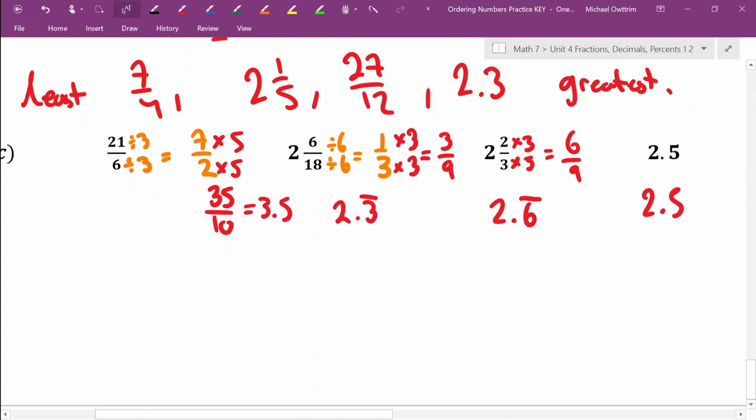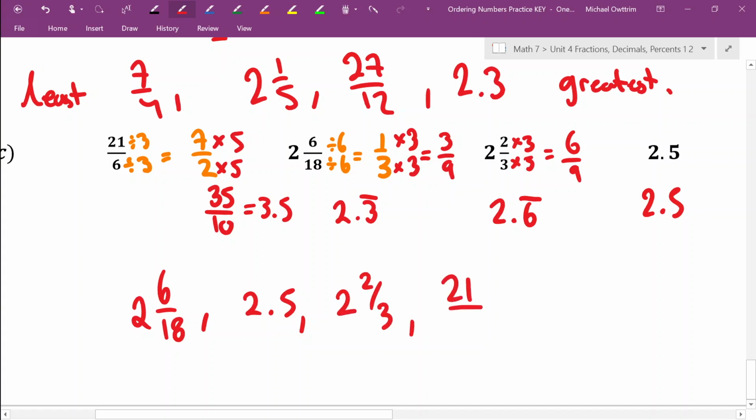So if I go ahead and compare, my smallest is going to be my 2.3. That was 2 6/18 originally. Next smallest is my 2.5. Next smallest is my 2.6 repeating, which was 2 2/3. And then next smallest was my 21/6, which is 3.5. Again, that's from least to greatest.